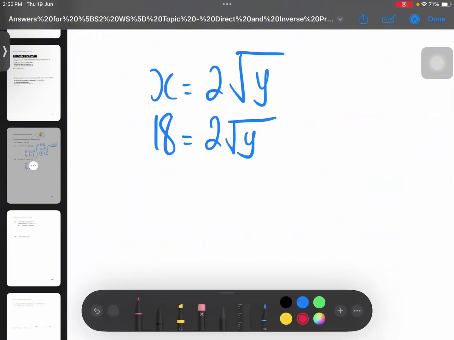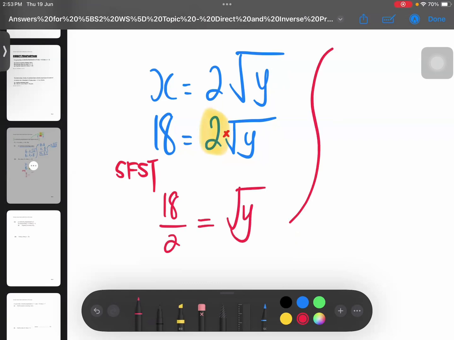A lot of people will wonder, how do I remove the 2? Over here we have to do something called SFST. What is the meaning of SFST? I tell my students that it stands for same family sit together, the superset. There's a multiplication over here, so in order to remove the 2, I have to do 18 divided by 2, which equals square root y.